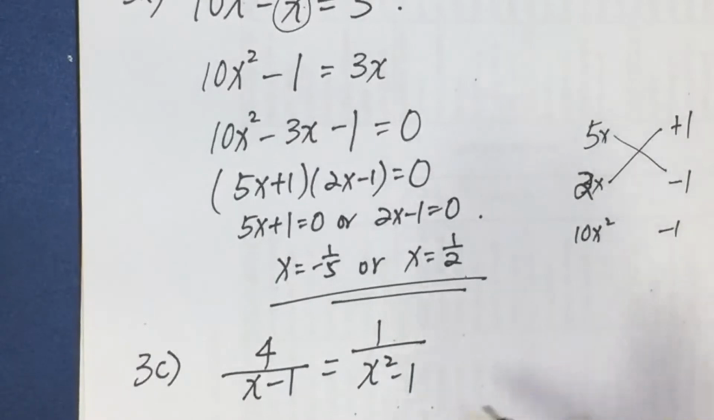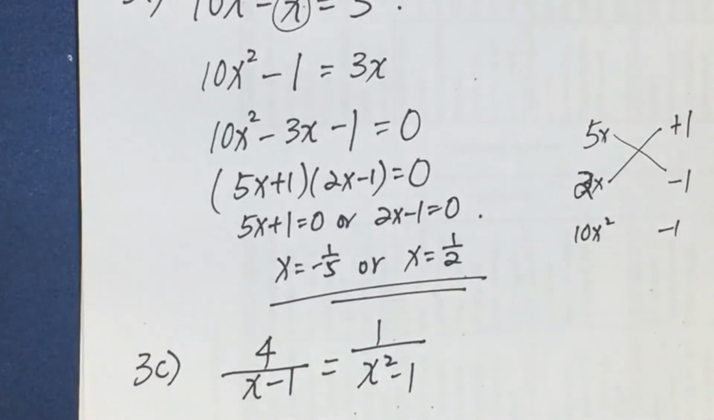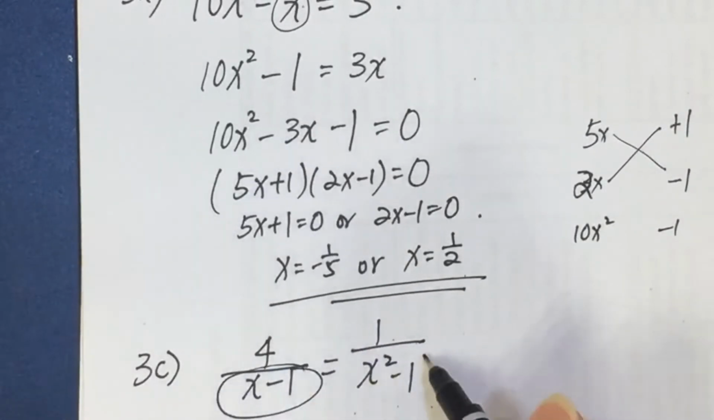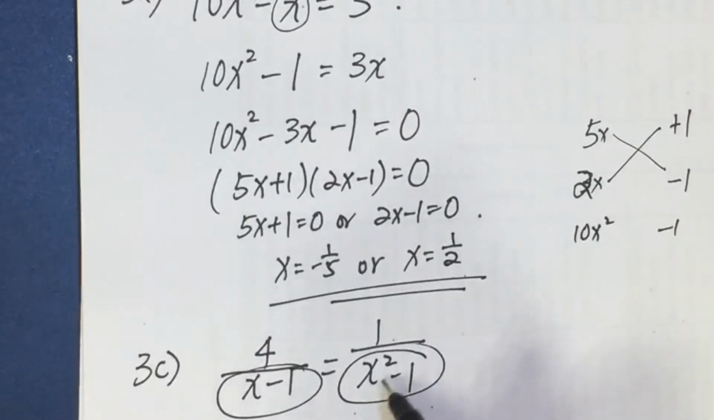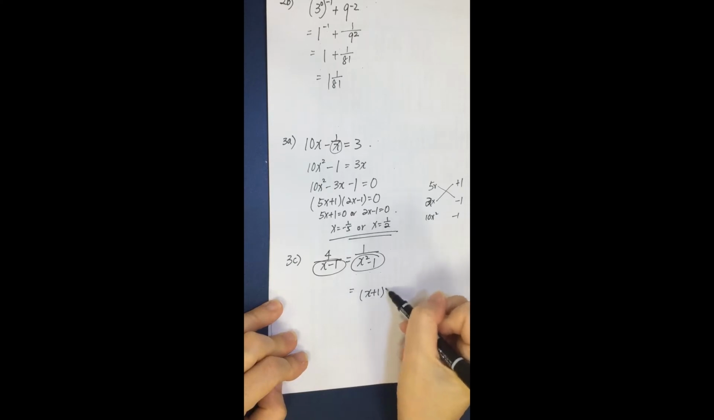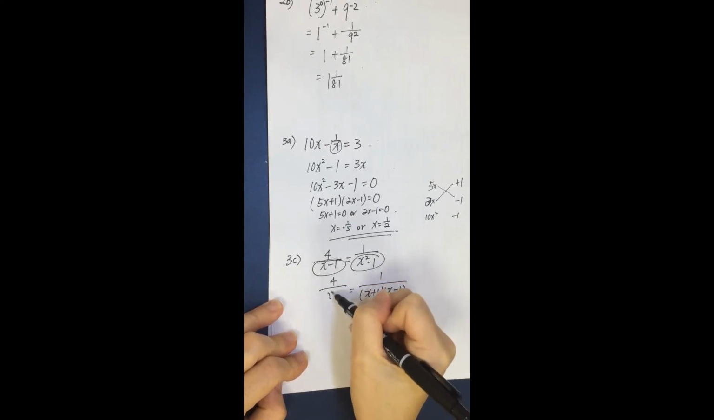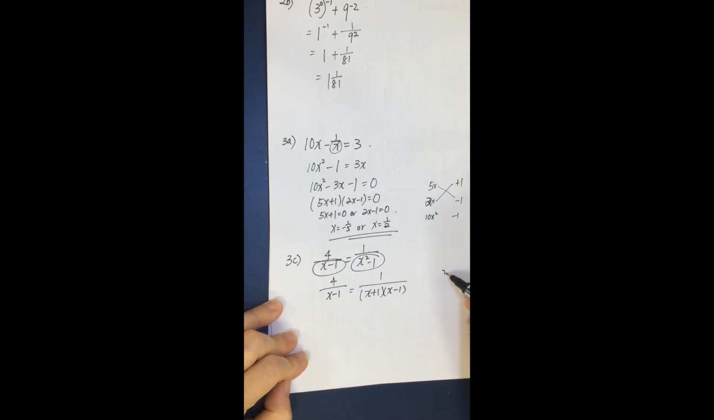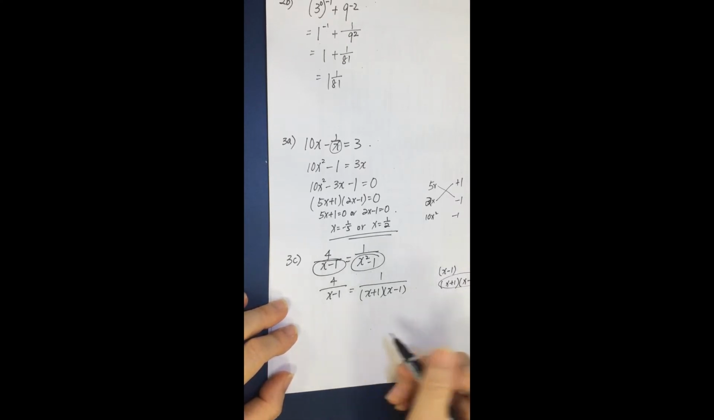Next, another equation. Look at the denominators, x minus 1 and x squared minus 1. Now x squared minus 1 can be factorized to be x plus 1, x minus 1. So now we have x minus 1 as one denominator, and the other one is x minus 1 times x plus 1. So the common denominator will be this one.